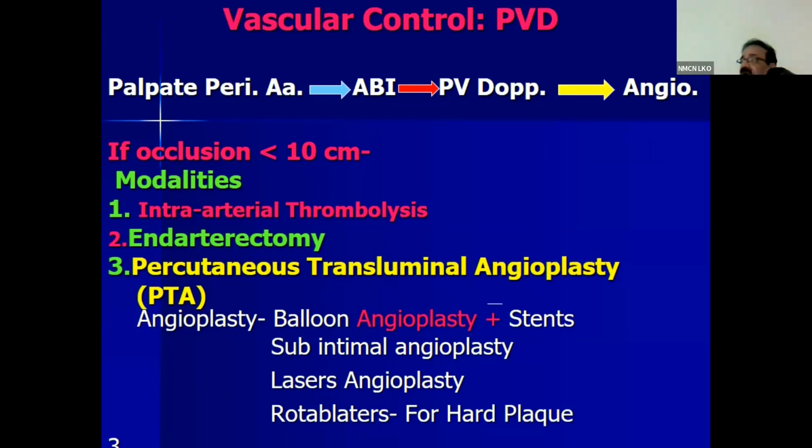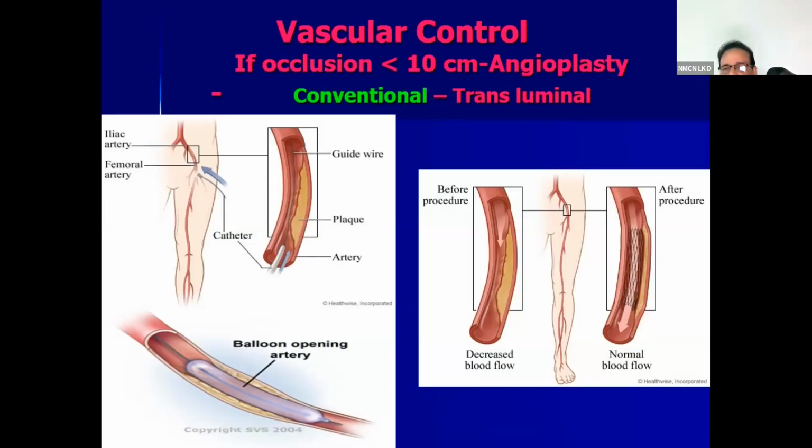And on angiography, if you find less than 10 centimeter of blockage, then different modalities can be used to open up the arteries: intra-arterial thrombolysis, endarterectomy, or percutaneous transluminal angioplasty, which may be in the form of balloon angioplasty plus stent, which is most common. Then subintimal angioplasty, laser angioplasty, and rotablator for hard plaques can be done. This is a conventional transluminal angioplasty.